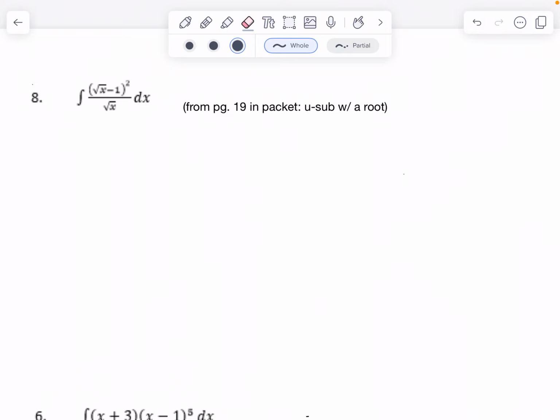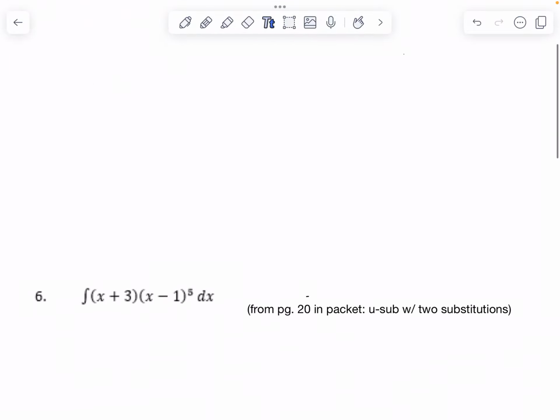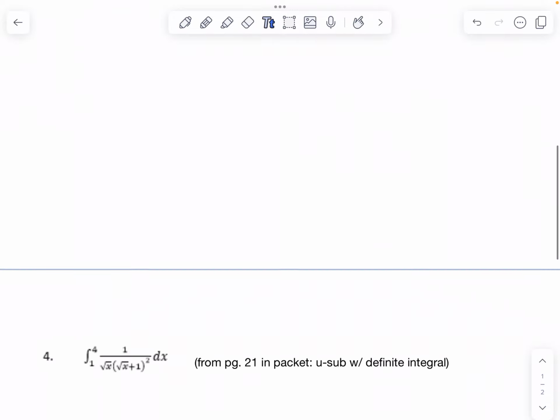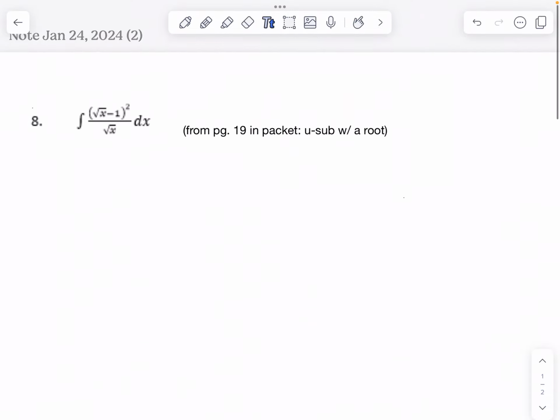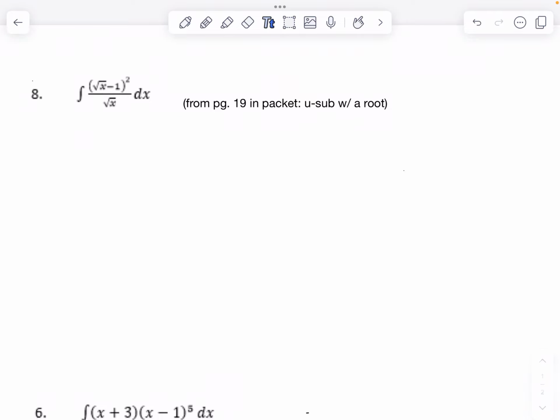In this video, we're going to look at u substitutions with a root, a u substitution with two substitutions, which will be kind of interesting, as well as a u substitution with a definite integral. All these problems come from our notes packet, and then at that point, you should continue on in your packet and make sure you have all the problems before you do that take-home quiz.